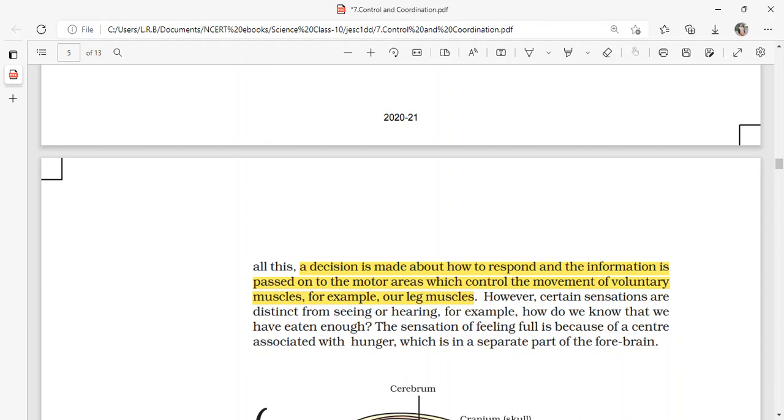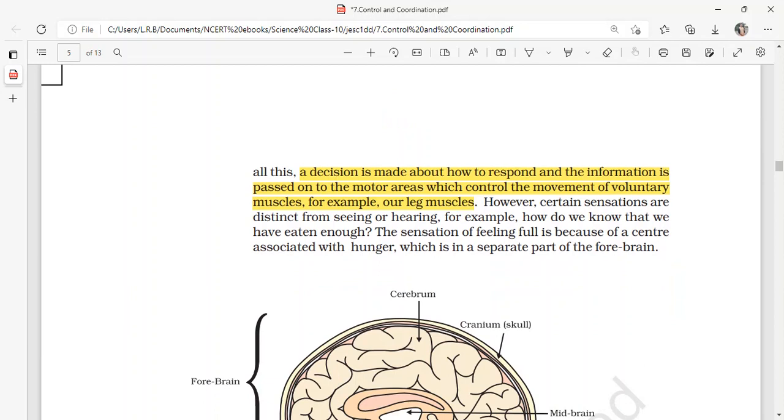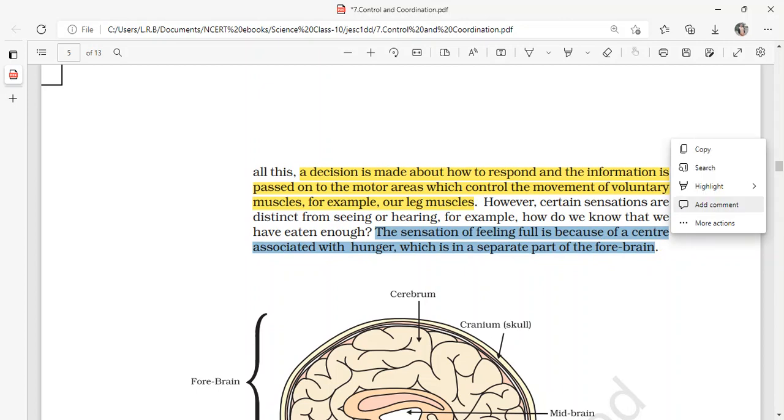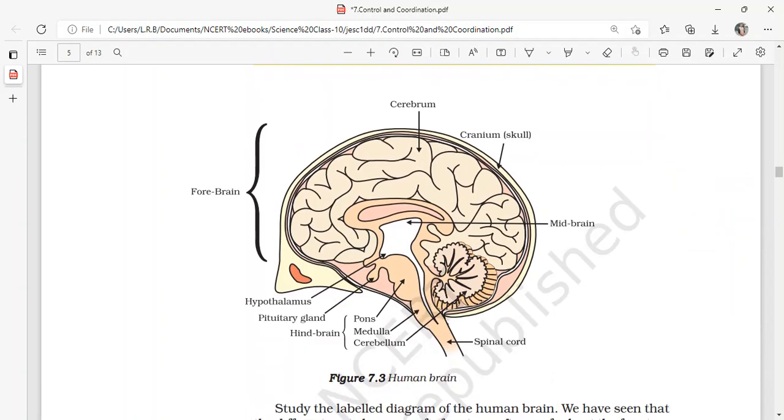Okay, however, certain sensations are distinct from seeing or hearing. How do we know that we have eaten enough? The sensation of feeling full is because of a center associated with hunger, which is in a separate part of the forebrain. The sensations for the other functions of the body are associated with other parts of the forebrain.